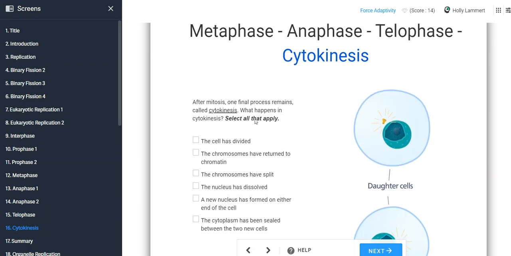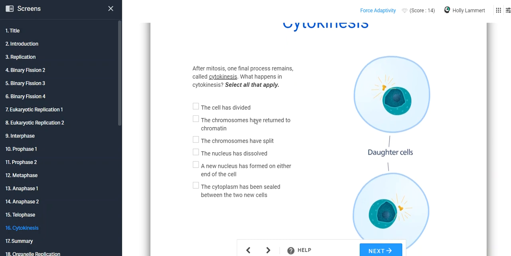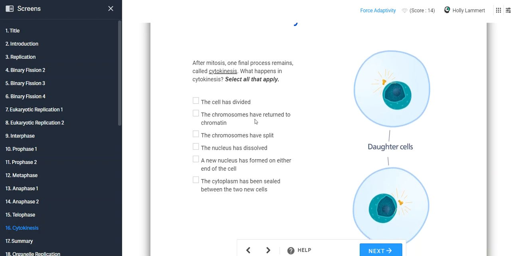All right, and our final step here is cytokinesis. After mitosis, 1 final process remains called cytokinesis. What happened in cytokinesis? Select all that applied. The cell has divided. Woo! Finally, we have a divided cell. The chromosomes have returned to chromatin. That is also true. The chromosomes, remember that's the uncondensed version. The chromosomes have split. Already happened, already happened, already happened.